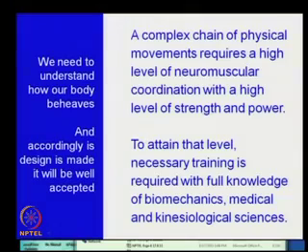We need to understand how our body behaves, and if the design is made accordingly, it will be well accepted. A complex chain of physical movements requires a high level of neuromuscular coordination with a high level of strength and power. To attain that level, necessary training is required with full knowledge of biomechanics, medical and kinesiological sciences.